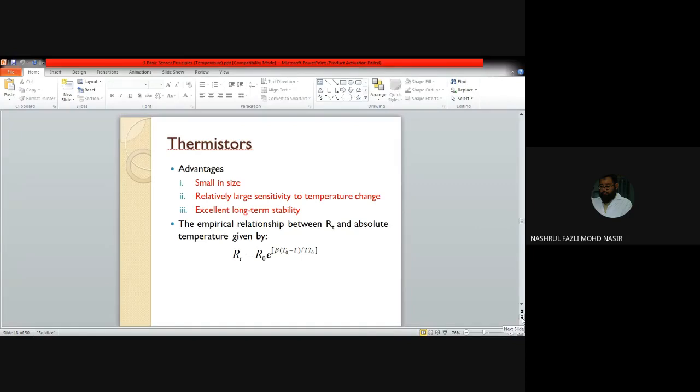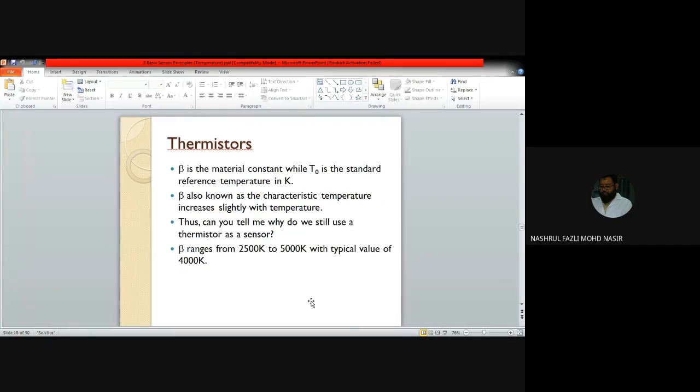So how does this thermistor work? It is governed by this equation: R_T equals R naught, and so on.